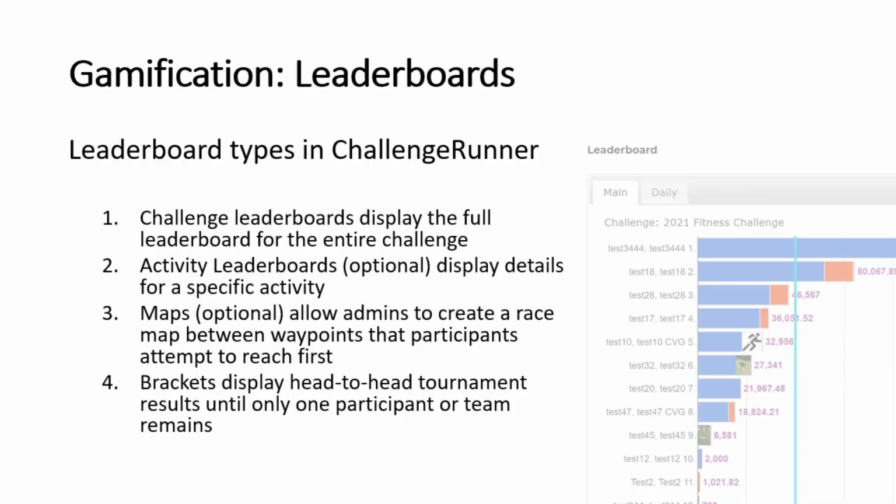Most participants will instinctively know what a leaderboard represents when they see one. However, there are many types of leaderboards that you can use to enhance your challenge. Challenge leaderboards are the most common and display participant progress as a horizontal bar chart. Similarly, activity leaderboards are used to display progress, but for only a single activity in the challenge. Maps can be used to simulate a virtual race with participant progress shown as markers along a route. Brackets can be used to determine tournament winners until a champion emerges.